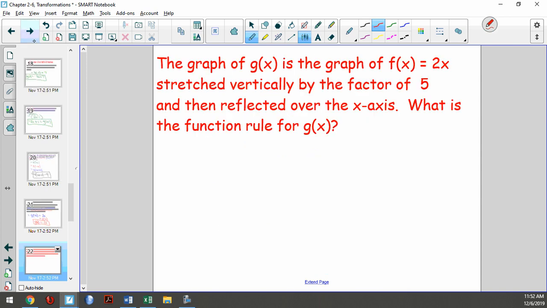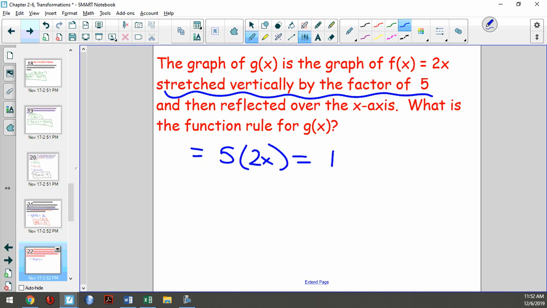Okay, keep going. The graph of g of x is the graph of f of x equals 2x, stretched vertically by a factor of 5. What are you doing? Multiplying by 5, so I'm going to have 5 times 2x, and that calculation is going to be a 10x. Does everybody understand what I just did?